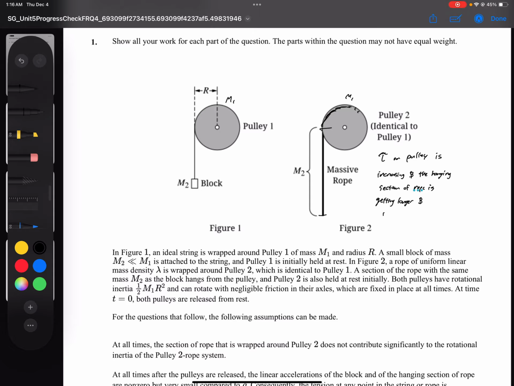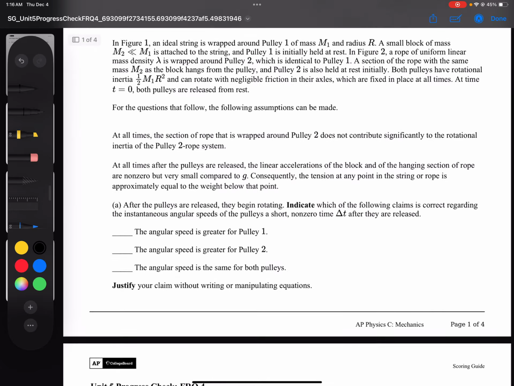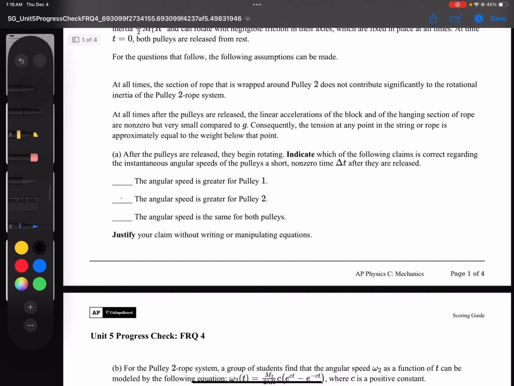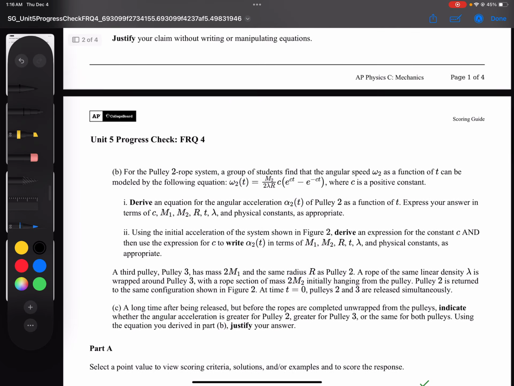And increasing in mass, which means it increases in weight, right? So pulley 2 is going to get pulled harder than pulley 1 at some later time delta t, and holding everything else equal, that would mean that the angular speed is greater for pulley 2 after some time delta t, and that's the reasoning behind it.